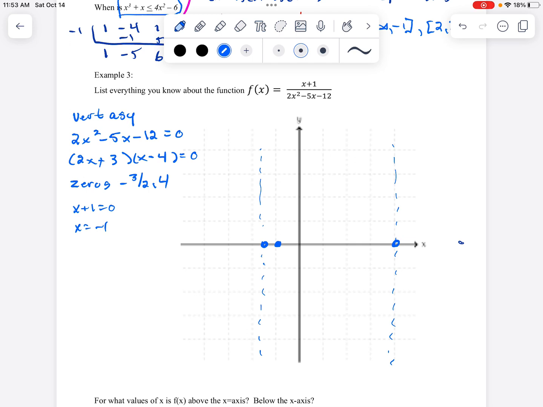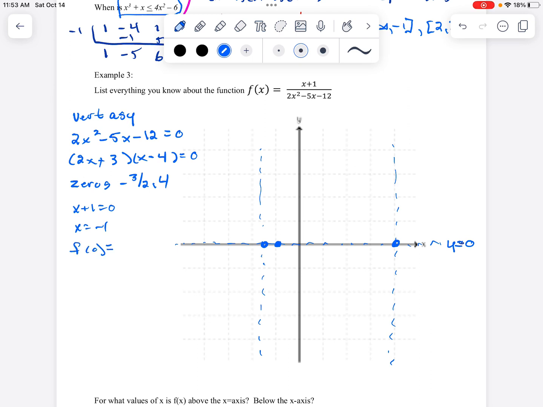Notice that my degree of the denominator is bigger than the degree of the numerator. So as those x values get larger and larger, that whole fraction is going to go to 0. So I have an asymptote at y equals 0. And now what I want to do is just look at the values in between. And we won't spend a lot of time on this.